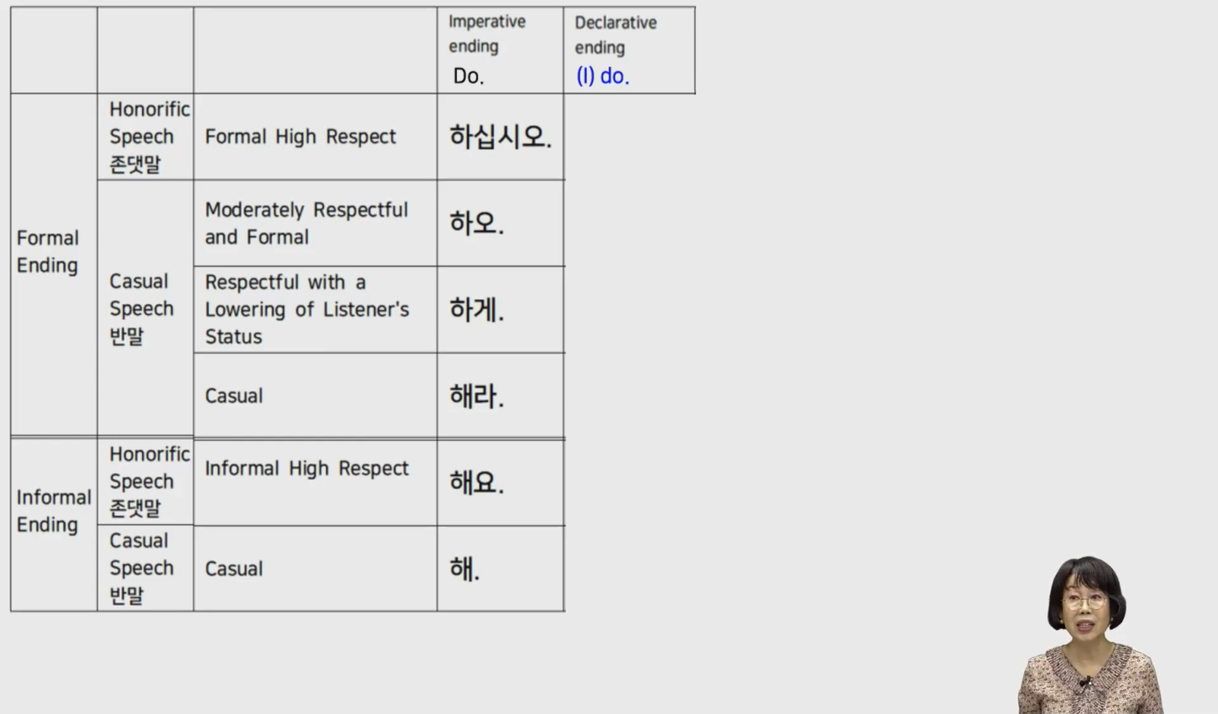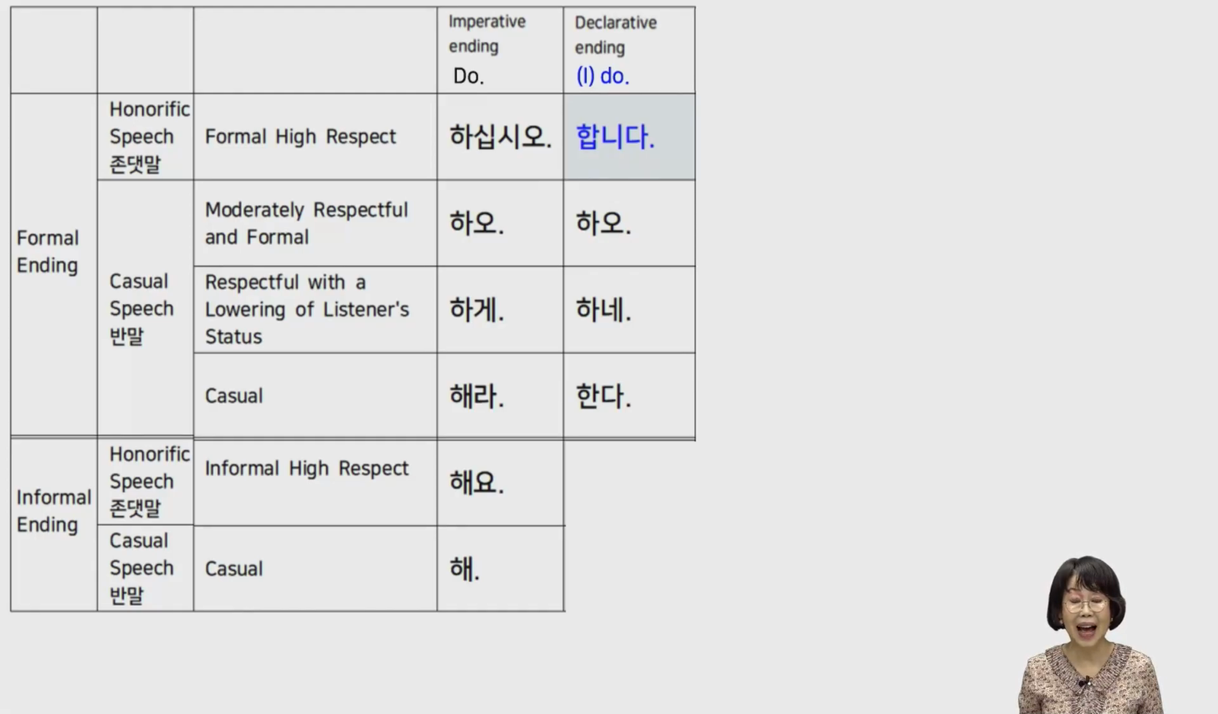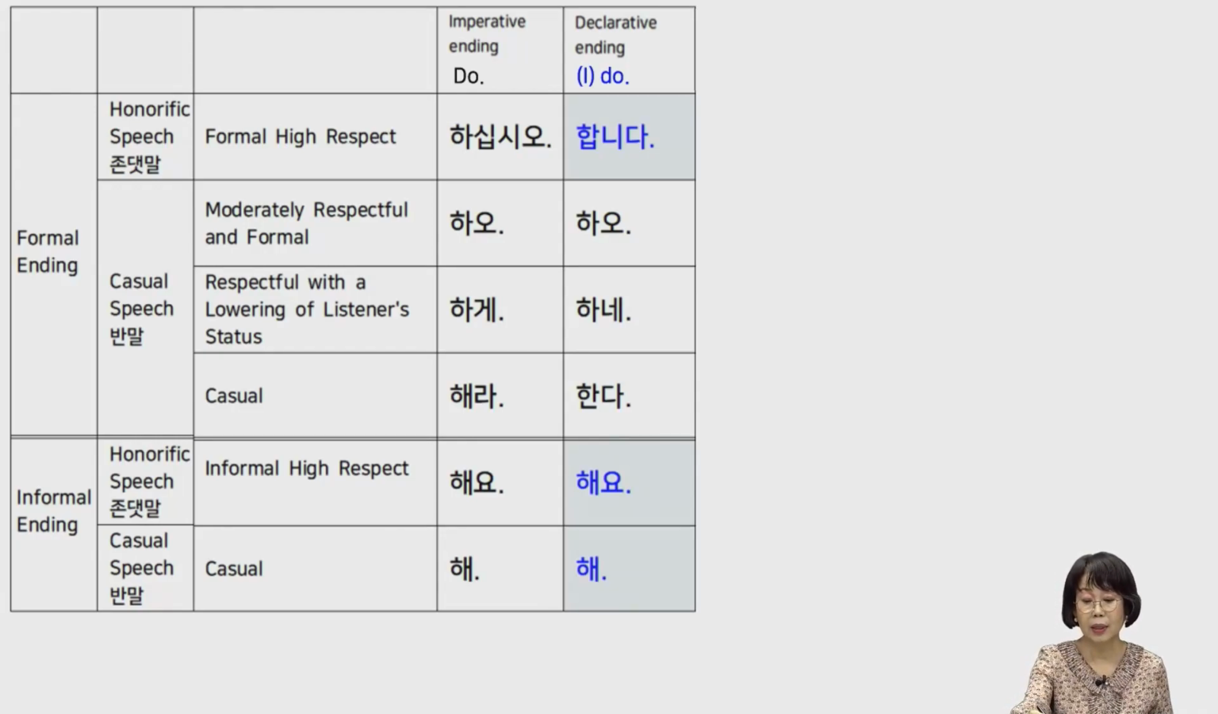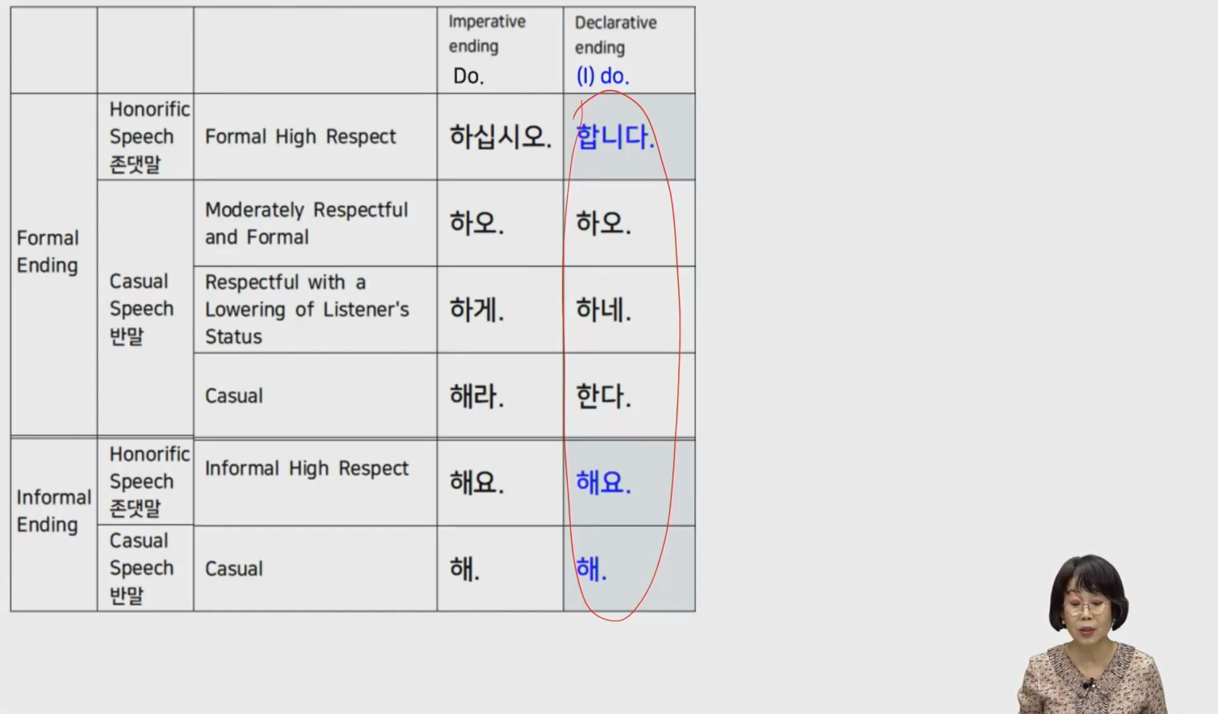Now, declarative ending. I do, you do, he does, she does, they do. 합니다, 하오, 하네, 한다, 해요, 해. This column all means I do, you do, she or he does, they do.